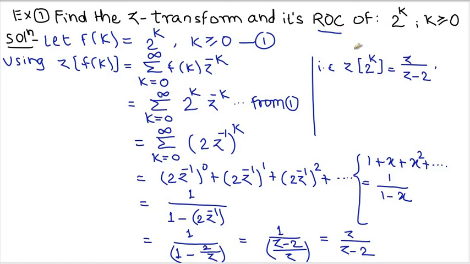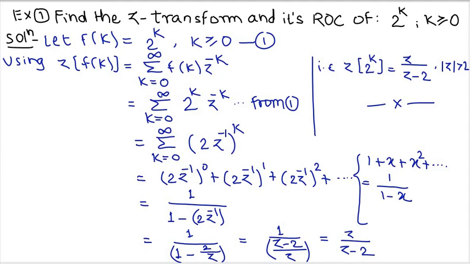While finding the region of convergence, you have to just apply your logic. Out of these two terms in the denominator, the first term is always greater than the second term. That means the first term, z, is greater than the second term, which is 2. So mod of z is greater than 2. This is the region of convergence for the given problem. Okay, this is the solution for the given equation.